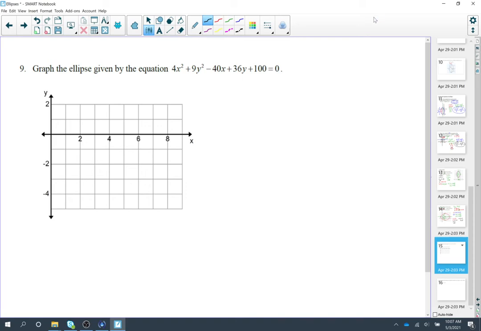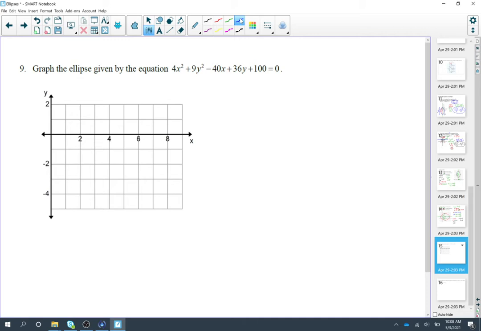Example 9. Graph the ellipse given by the equation 4x squared plus 9y squared minus 40x plus 36y plus 100 equals 0. Now, problem here, this is definitely not standard form. I can't just look at this and figure out where the center is, where the a value, the b value, and all that stuff. So we first have to put it into standard form.